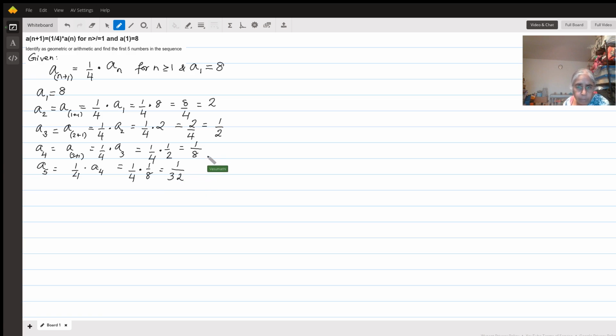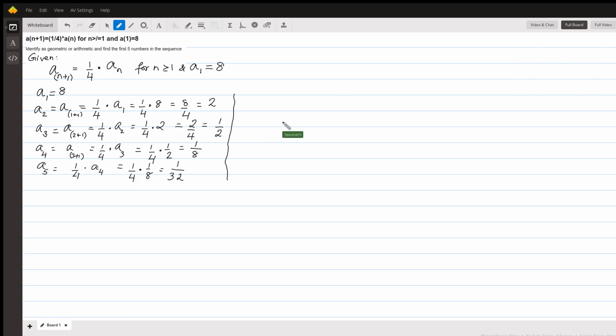So now that we have all our 5 terms, let me write this out. If I'm writing this as a sequence, this is how we write it. Let me make a little room here. The first term is 8. Before you write the next term, put a comma there. The second term is 2. The third term is 1/2. The fourth term is 1/8. And then the fifth term is 1 over 32.